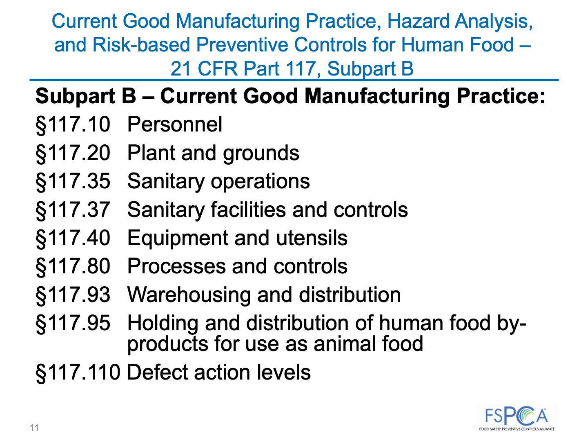The new provision in Section 117.95 pertains to GMPs for holding and distribution of human food byproducts for use as animal food. Human food manufacturers that hold and distribute human food byproducts without further manufacturing are not subject to the preventive controls for animal food regulation, but must comply with GMPs. The byproducts must be held in a manner that protects against contamination and identified as human food byproducts for use as animal food during holding and distribution.